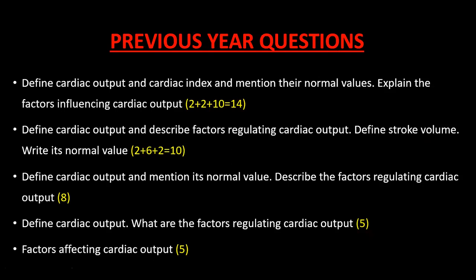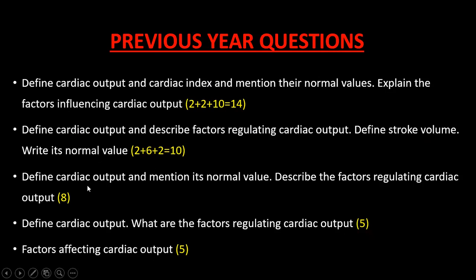And these are the previous year questions. Define cardiac output and cardiac index and mention their normal values. Explain the factors influencing cardiac output, which was asked for essay. The next question is define cardiac output and describe the factors regulating cardiac output. So here you have to write in detail about the factors affecting heart rate as well as factors affecting stroke volume. Then define stroke volume, write its normal value.